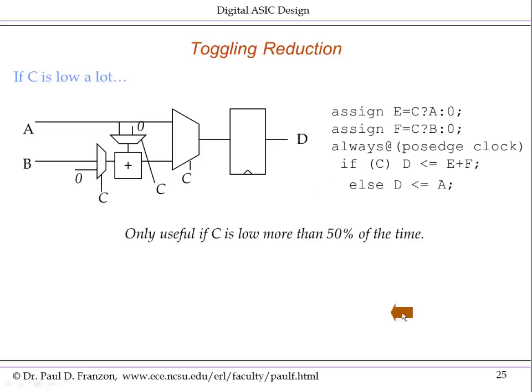So here's that example with a mux to 0 at the inputs. Notice it's different code, it's different RTL. But if C is low for long periods of time, this would be a very efficient design, possibly more efficient than adding a register at the inputs to the adder. So I've done this by explicitly building these muxes at the input of the adder, controlled by C.